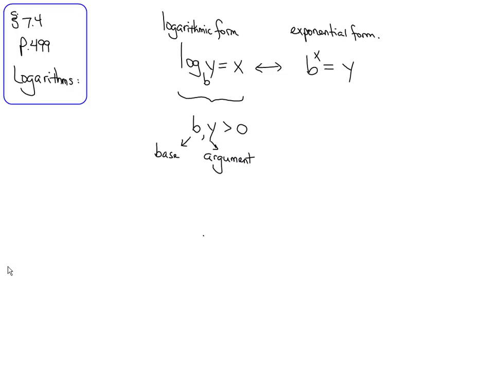Those have to be positive numbers. So for example, you cannot have log base 2 of negative 5 equal something. That doesn't exist. You can't have log base negative 2 of 5. That doesn't exist. Okay, the base and the argument both have to be positive.